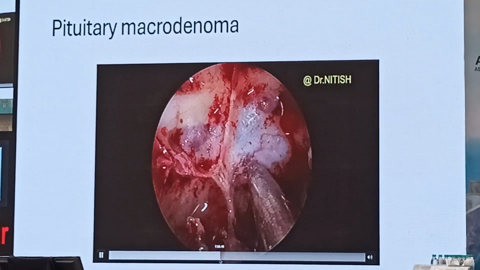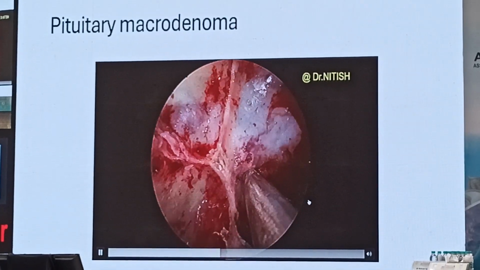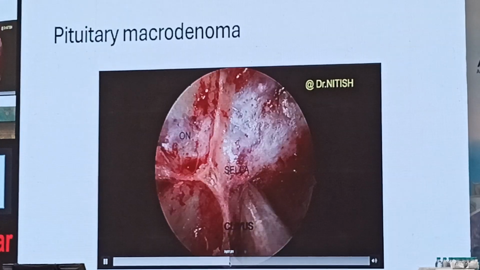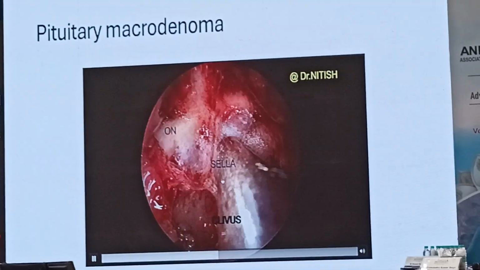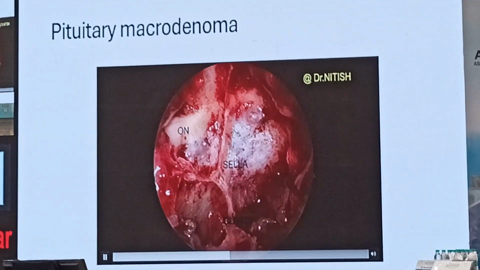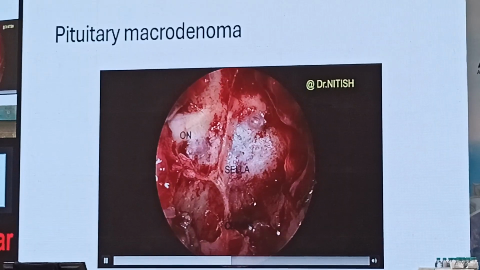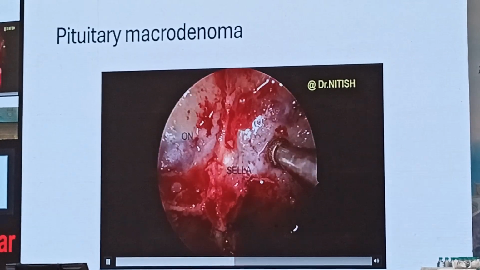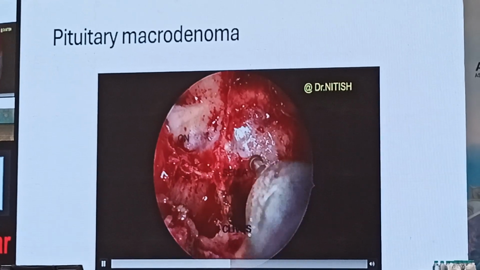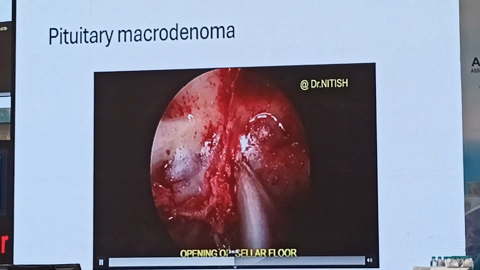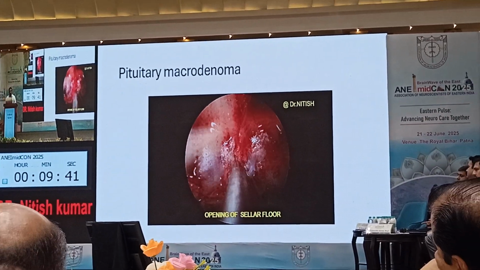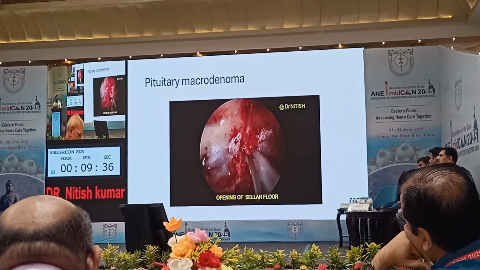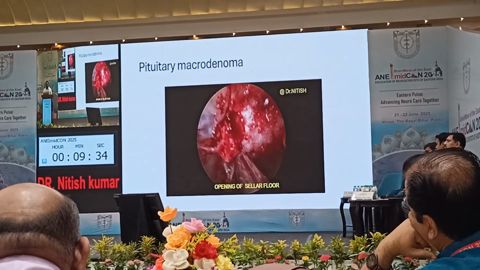Once all the septa are drilled, here we can see the landmarks: clivus, sella, optic nerve, and carotid prominence. For pituitary surgery, this much bone is sufficient. With the diamond drill, first we will drill the sellar floor, then with the Kerrison rongeur we are taking out the rest of the bone.